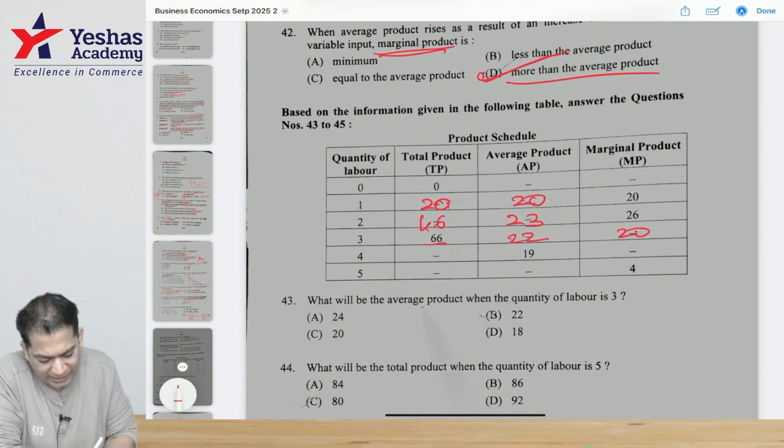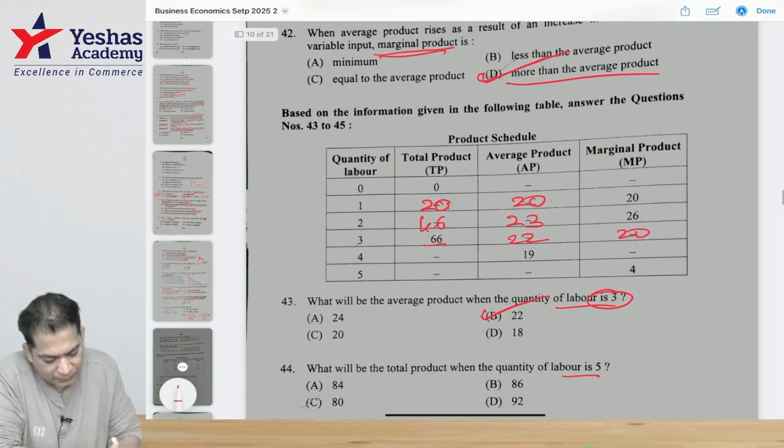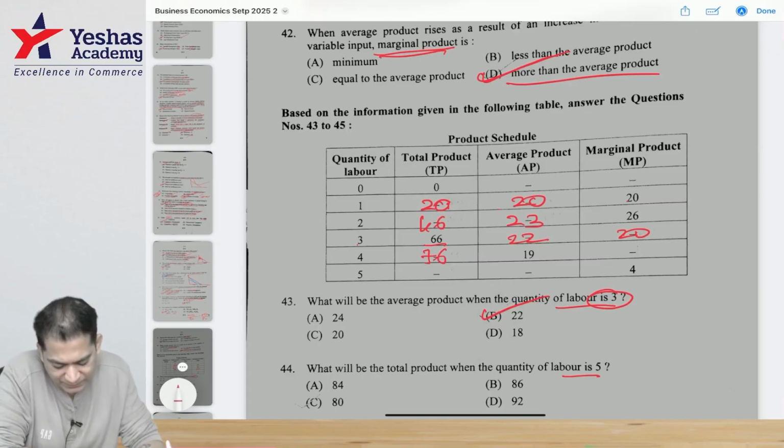Now let's see what will be the average product when the quantity of labor is 3. Quantity of labor 3, average product is 22. Correct answer. What will be the total product when quantity of labor is 5? Let's figure it out. So 66 is here. So if I want to find out here, average product is given 4. So average product is 19 into 4. That will be 76, right?